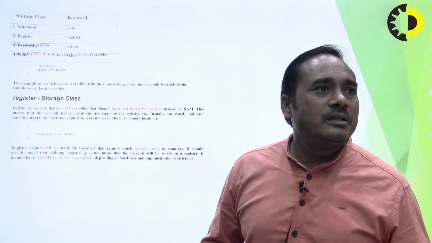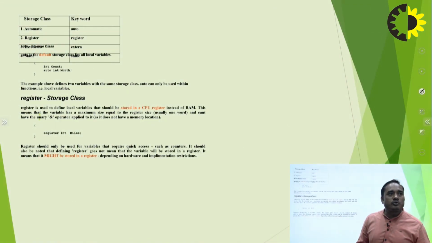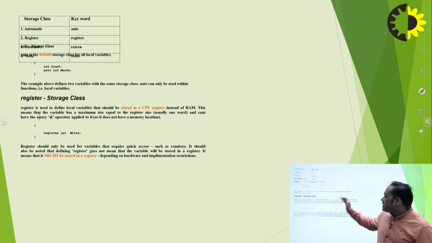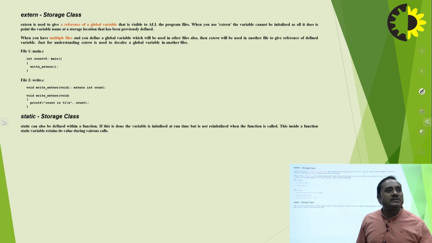Some storage classes: automatic is shown by auto, register is shown by register, and static is also shown by static. So these can be used in storage. These are the storage classes in the C language. So external storage class and static storage class. There are different types of storage classes basically used.